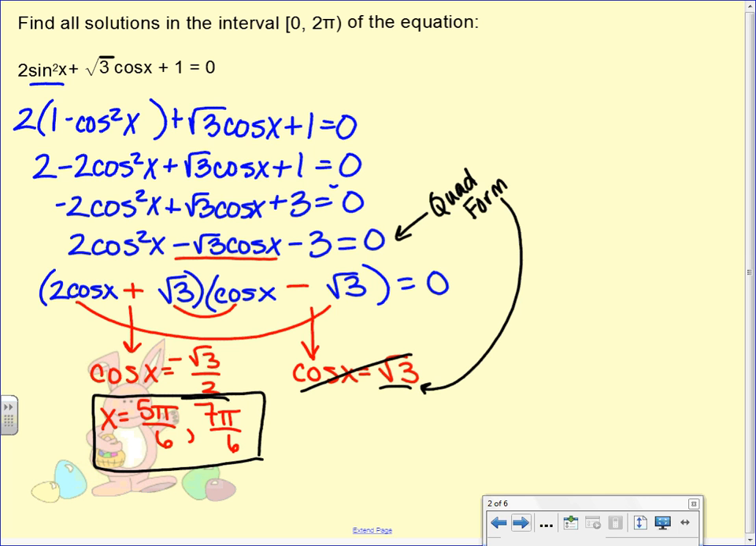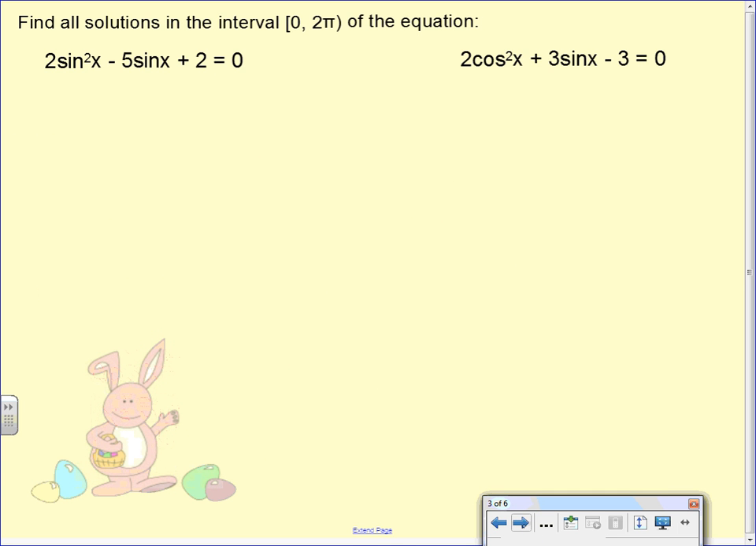See how you can do? All right, try these 2. So again, we're finding all solutions in the interval 0 to 2 pi, so you don't have to worry about your plus 2 pi k's, and we are in radians. So I'll give you a few minutes.